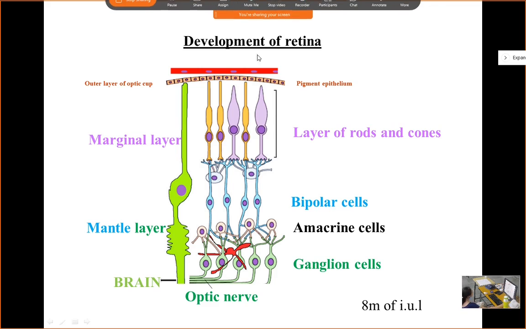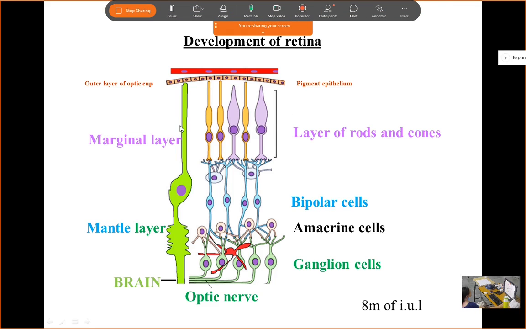I have already told you that there is an outer layer of the optic cup and an inner layer of the optic cup. The outer layer of the optic cup will form the pigment epithelium, and the inner layer of the optic cup will form the neural layer of the retina. Here they have shown the brain. The development of the brain has already been told. I don't know whether you have remembered or not. So there is an outer marginal layer and an inner mantle layer.